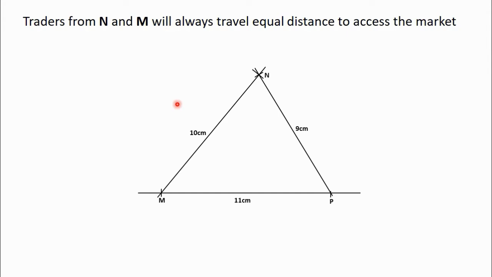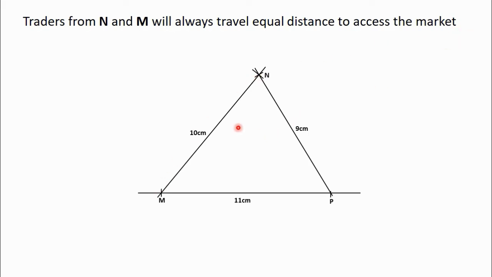From this, we can say that the position of the market will fall on the locus of points equidistant from town M and town N. So using this condition, the market will be on the locus of points equidistant from town M and town N. From the previous videos, we have learned that the locus of points equidistant from two fixed points is the perpendicular bisector of the line joining the two fixed points. So the locus of points equidistant from town M and town N will be the perpendicular bisector of the line joining point M to point N.